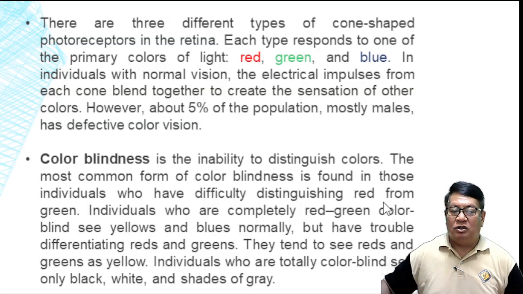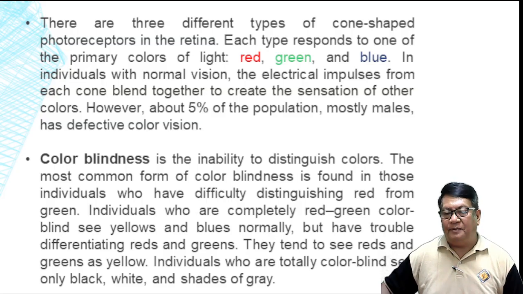Okay, so they tend to see reds and greens as yellow. So if you can see red and green as yellow, then there is something wrong with your eye, and you might be one of the victims of color blindness.